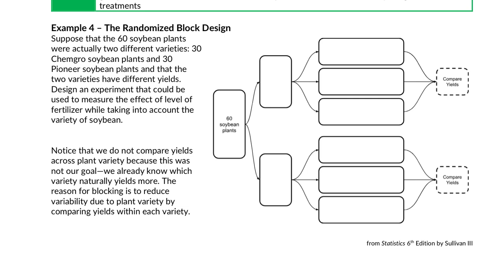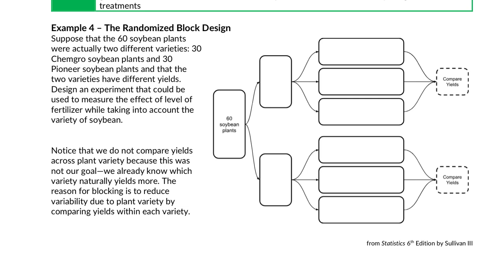We wouldn't want to compare them to each other and put it just in a simple group because naturally the ChemGrows are going to have more. So what we do is we separate them into two blocks, the two types of plants, and within those two types, then we do the completely randomized design.